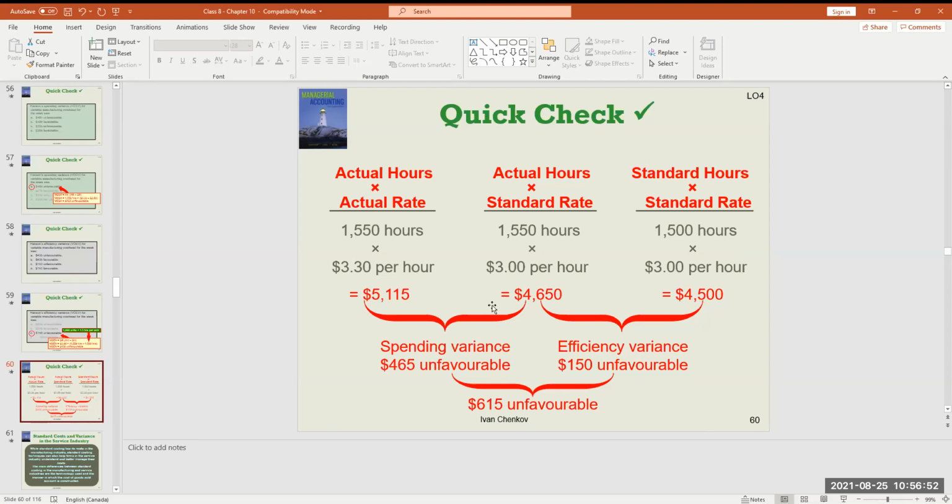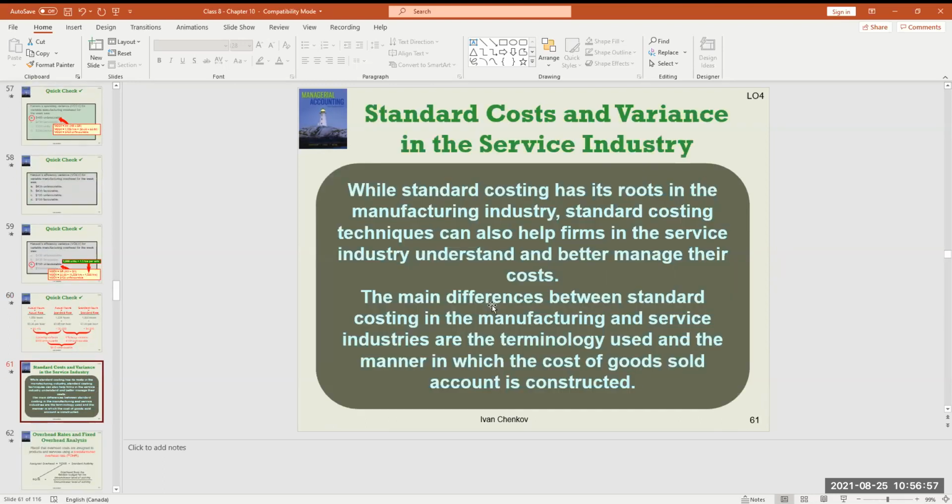This is the chart that we already did together. What are the standard cost and variance for the service industry? This was for the production. For the service industry it's pretty much the same. No changes. The main difference between standard manufacturing and the service industry is the terminology which you're using in order to produce those variances. So I'm going to stop this recording again.